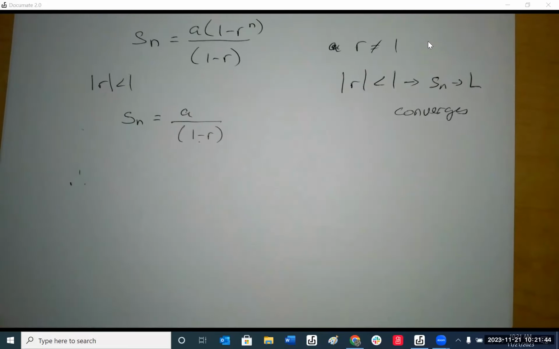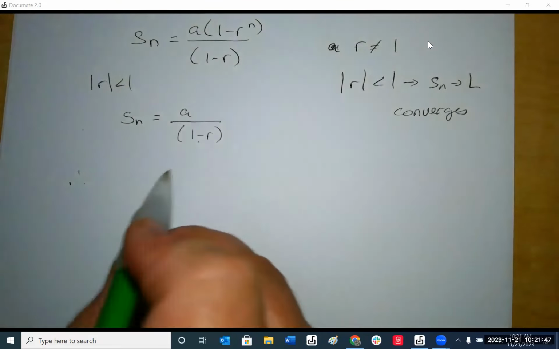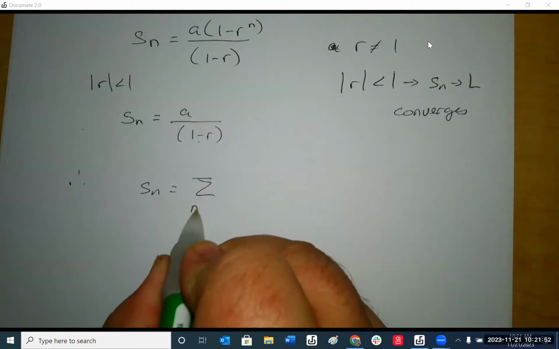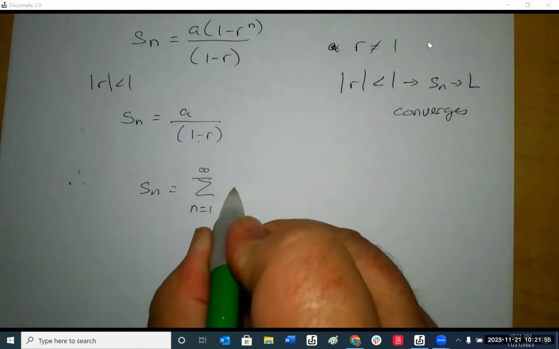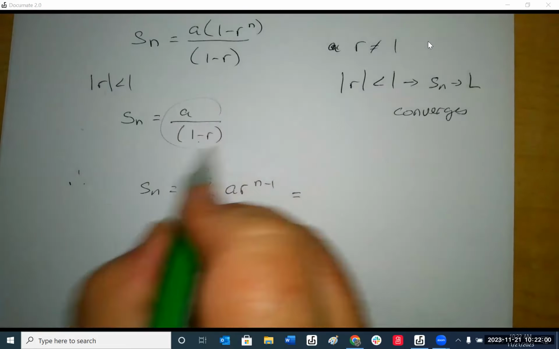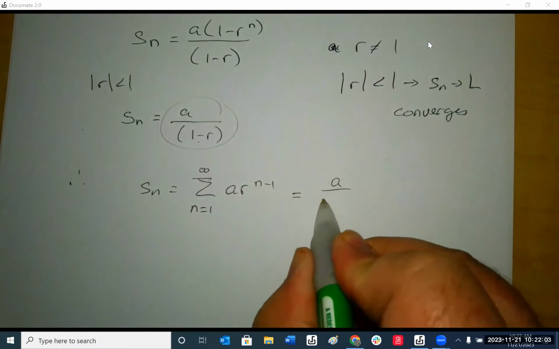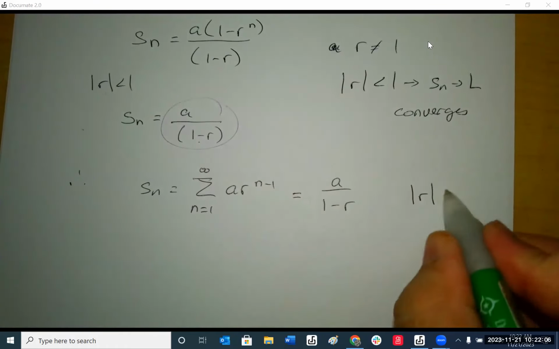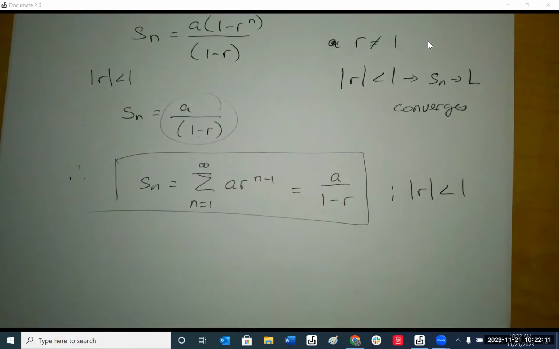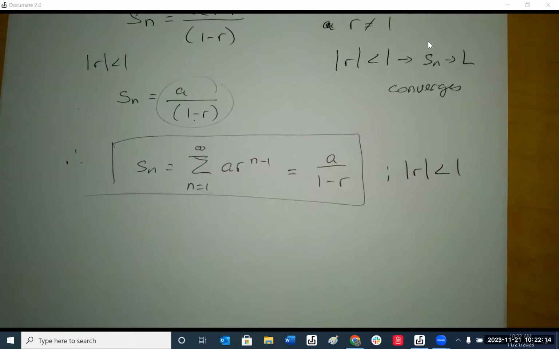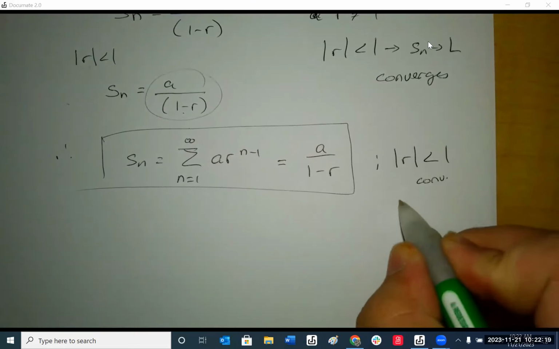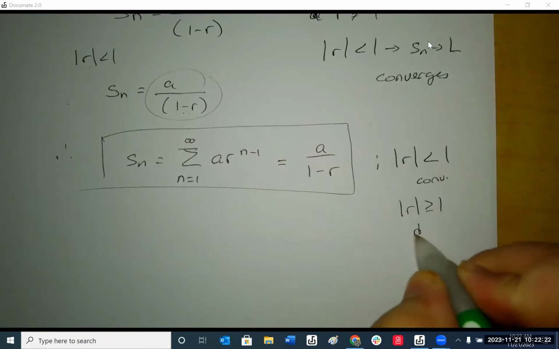Oh, that leads us to our first formula. Remember, all this stuff, we have S of n, which is the summation as n goes from 1 to infinity of AR^(n minus 1). That equals our formula here, A over (1 minus R), whenever the absolute value of R is less than 1. So conversely, if it's less than 1, it converges. If it's greater than or equal to 1, it diverges.